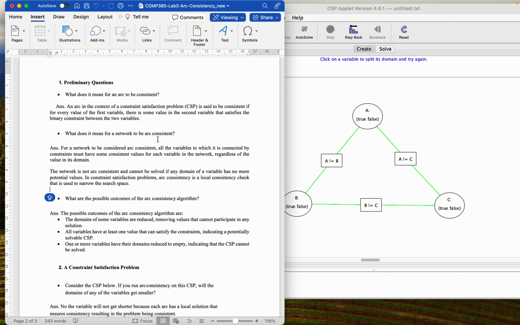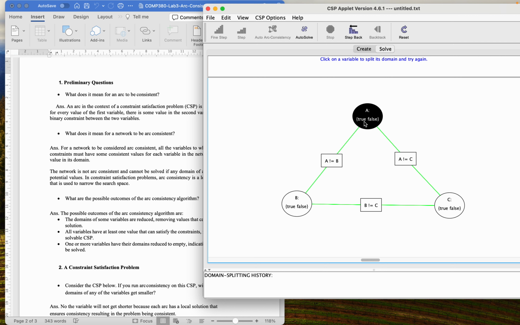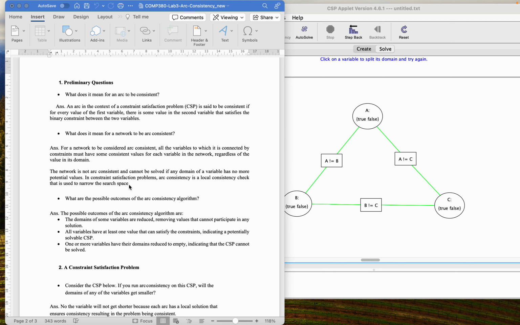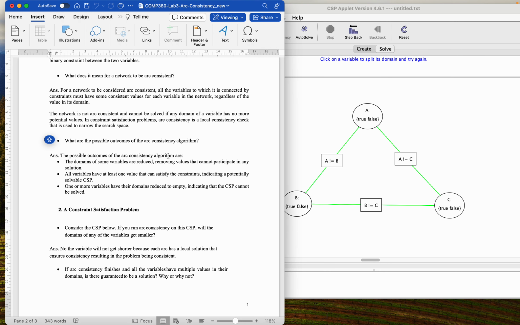And what does it mean for a network to be consistent? Similarly, when a network is required to be consistent, then all these specific arcs, like this one first, then this second, and this third, should be meeting the specific constraint, and they should not be showing any issue regarding all these different scenarios.